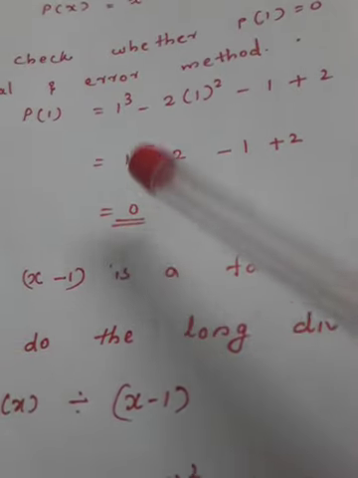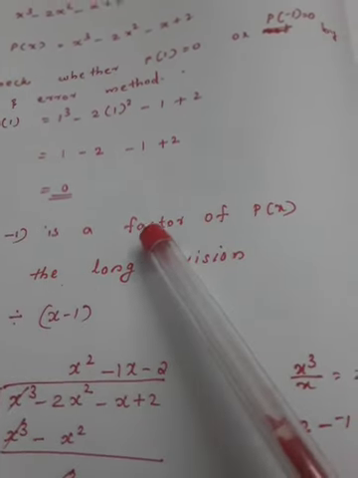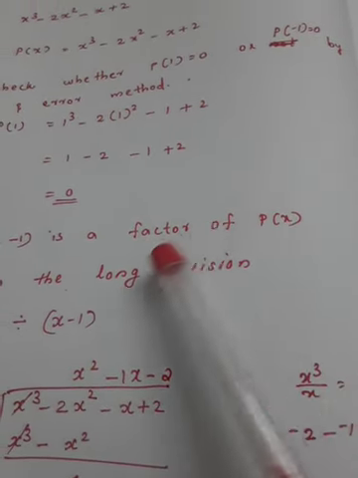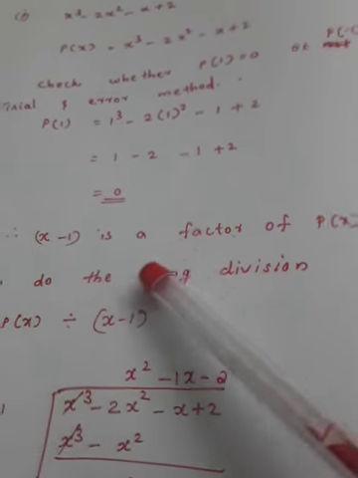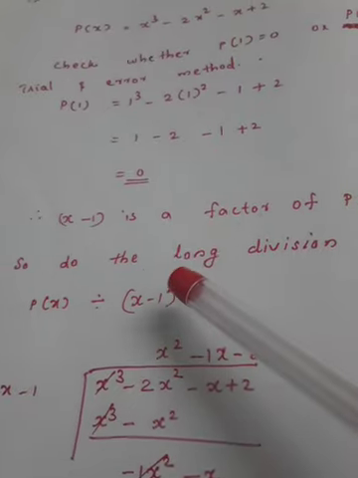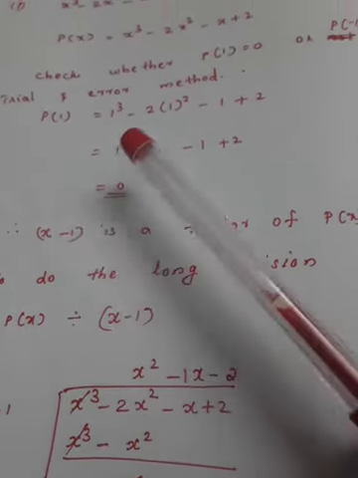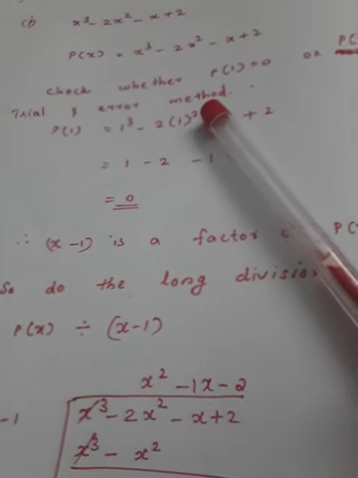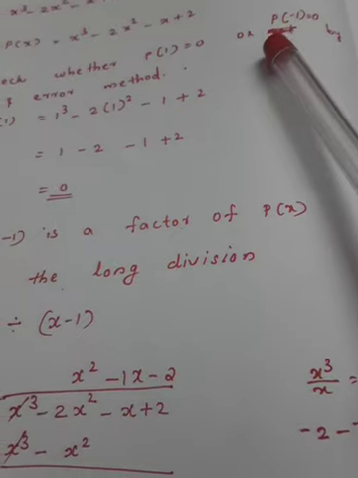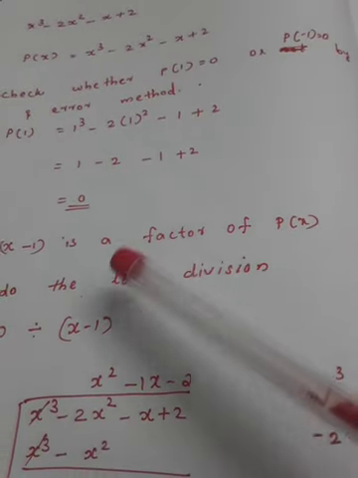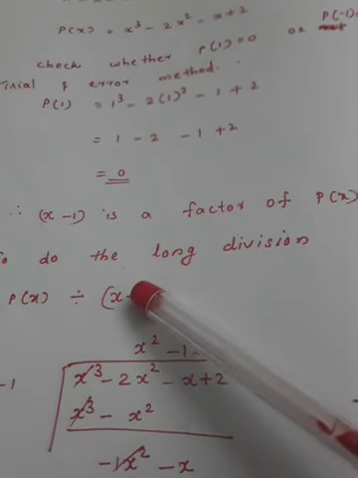P of 1 is 0. So we can say x minus 1 is a factor of p of x. That is the factor theorem. If p of 1 is 0, then x minus 1 is a factor. So here we got one of the factors, that is x minus 1. That is the first step. By trial and error method, we should find whether p of 1 or p of negative 1 is 0 for finding one of the factors.